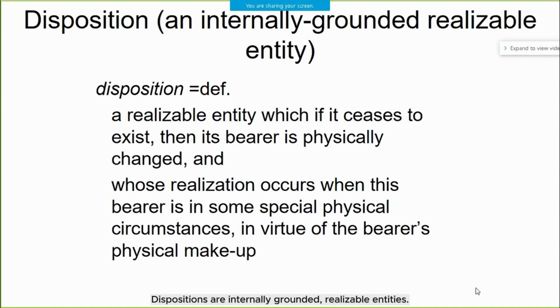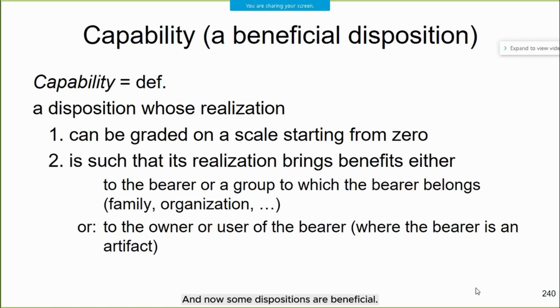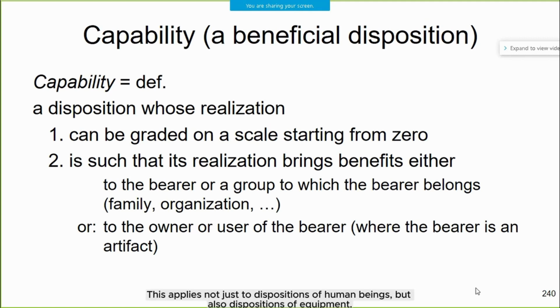Dispositions are internally grounded, realizable entities. What that means is that to have dispositions, things like beliefs, habits, skills, competences, and so forth, you have to have the appropriate physics. Your brain has to have been trained or has to have developed in the right way. And now some dispositions are beneficial, and we call those dispositions capabilities.